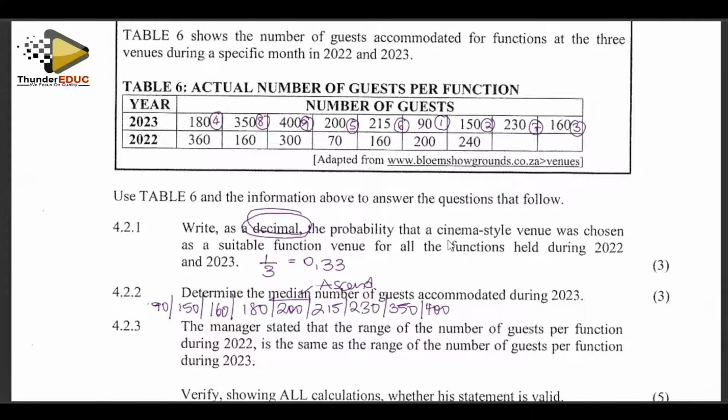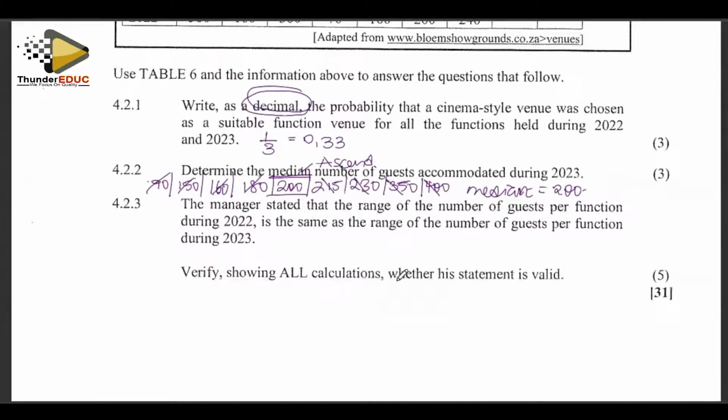So there are 9. Definitely we shall remain with full numbers on the sides. So here, if you remain with full numbers, we have 1, 2, 3, 4. 1, 2, 3, 4. So 200. So median equals 200. And next, okay, we are looking at 4.2.3. The manager stated that the range of the number of guests per function during 2022 is the same as the range of guests per function during 2023.